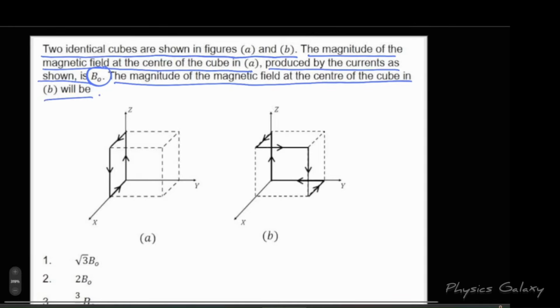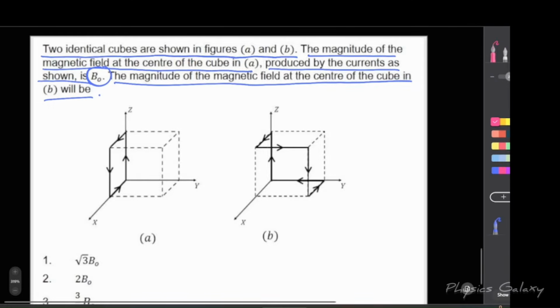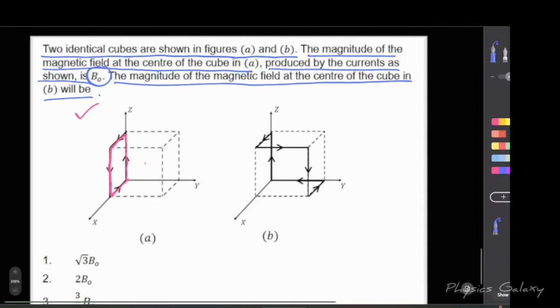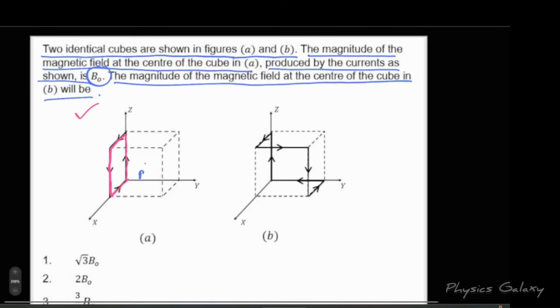Okay, so first of all, we have a loop in this configuration. We have a loop formed by four currents, so this is the current going like this. And at the center the magnetic field is B naught. That we know. So what we have to find is the magnitude of the magnetic field at the center of the cube in B. So in this configuration, we have to find the magnetic field at the center.